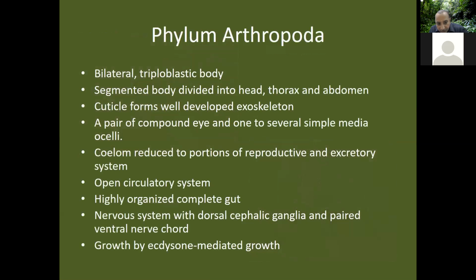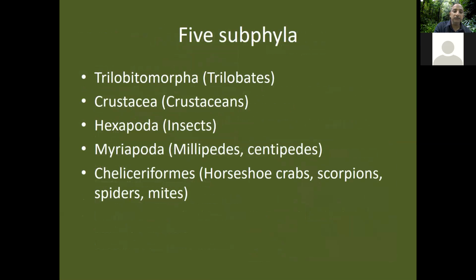So I'm not going to read about all these terms, but insects come under a group called phylum Arthropoda. They basically have a jointed, segmented body, and the cuticle is a well-developed exoskeleton, and they have compound eyes and jointed legs and other appendages. So that's why they are called arthropods. There are five subgroups within this one.